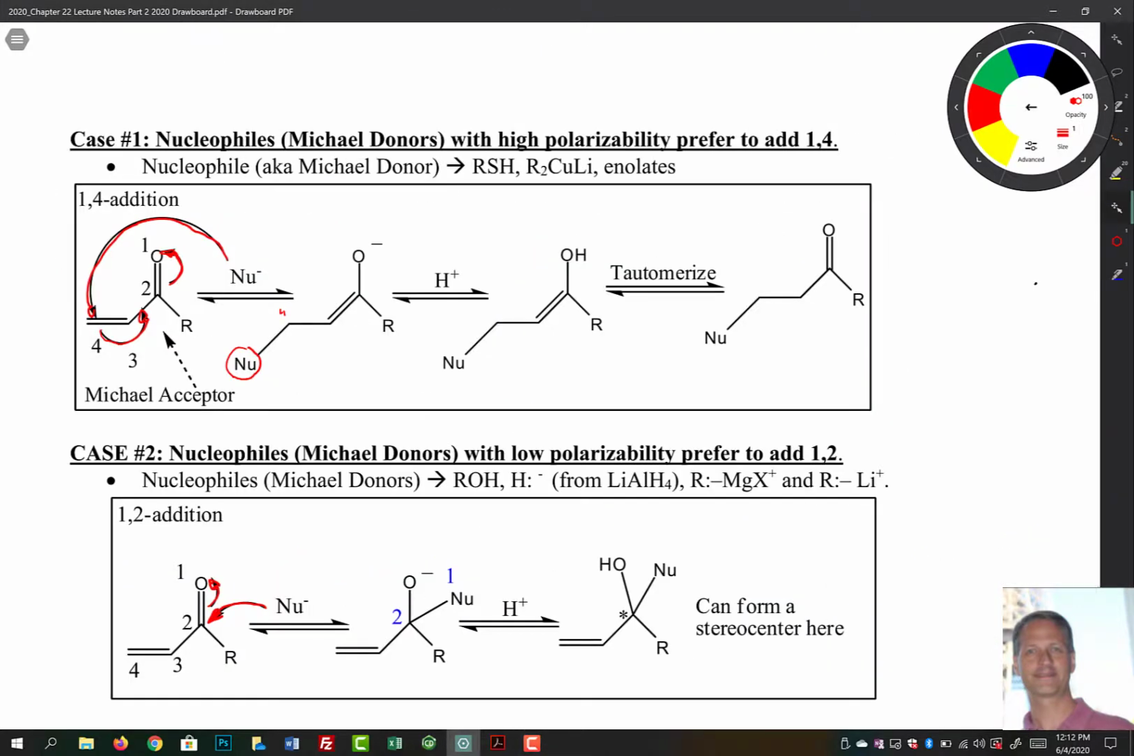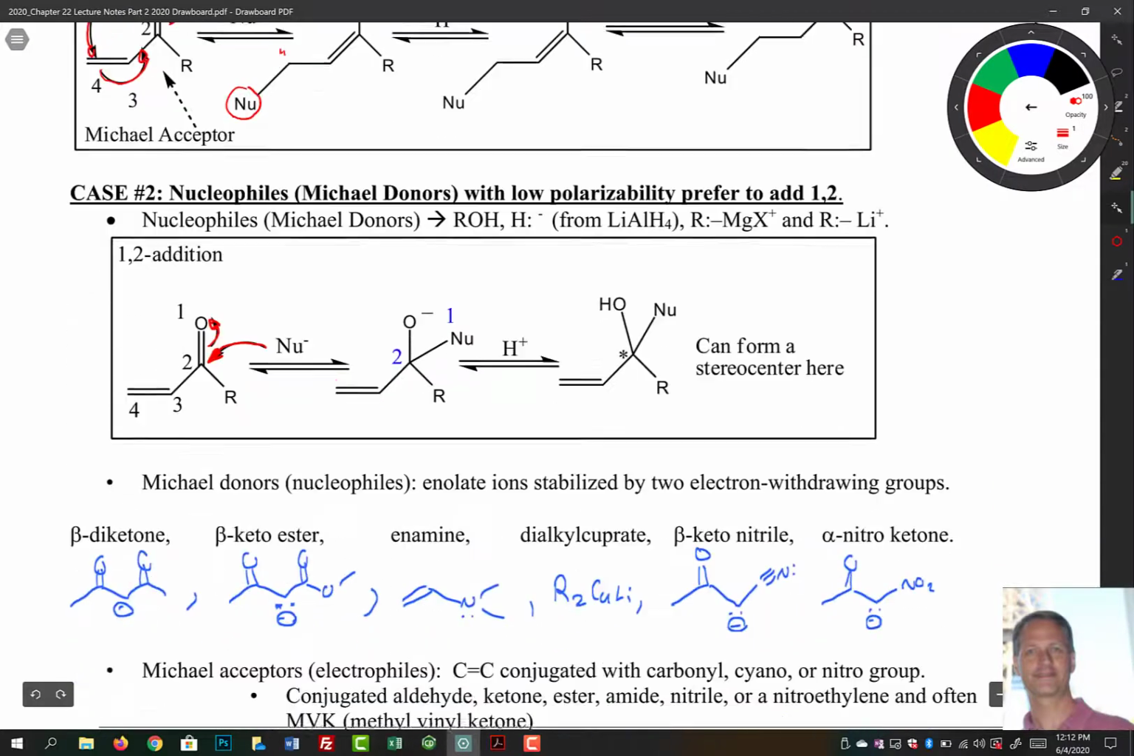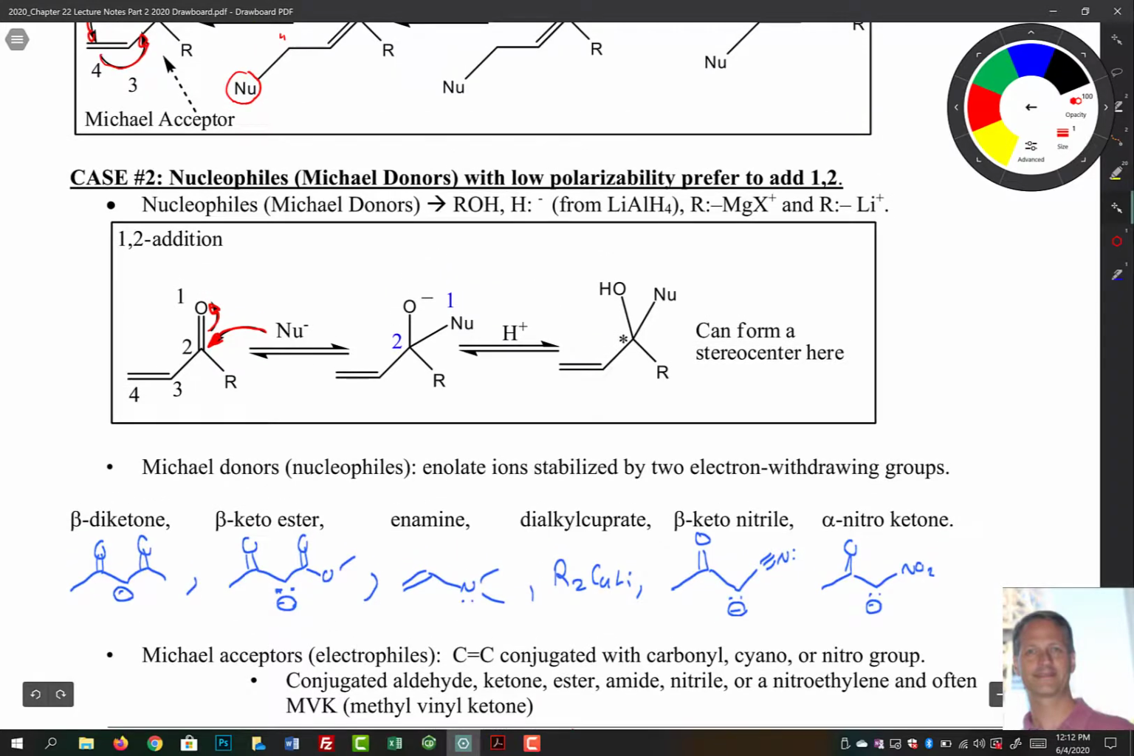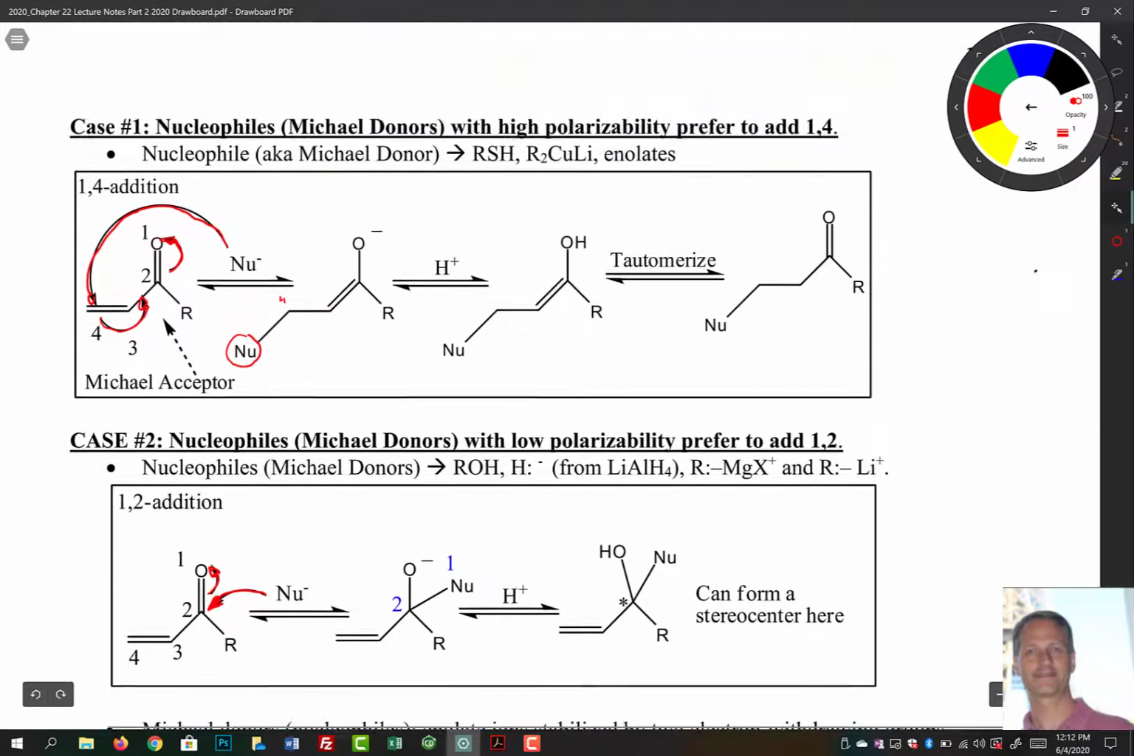All right, again, just to reiterate here, you have your different types of Michael donors, and recall that most of these Michael donors that we see down here below fall into the category of being enolates, which will add in the 1,4 orientation.